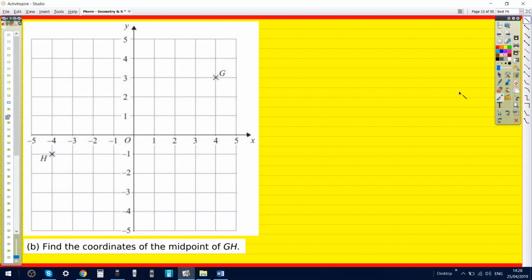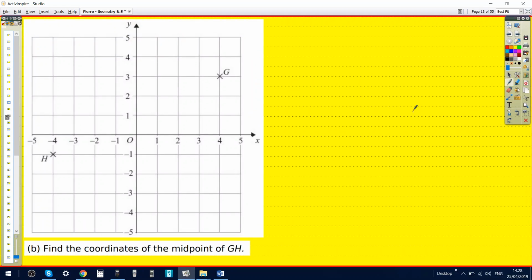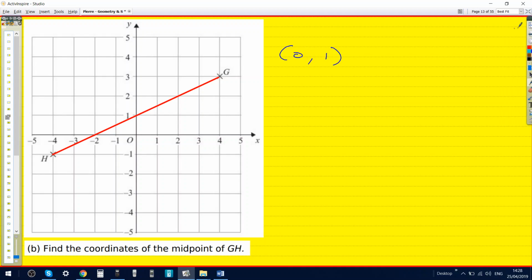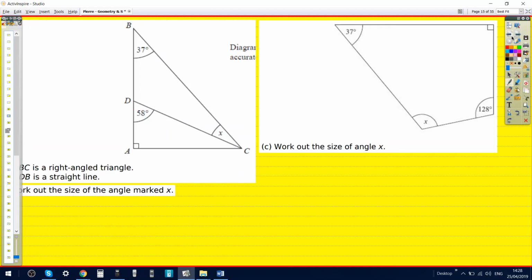Okay, how do we do this? Find the coordinates of the midpoint of G to H. So the midpoint looks like it's 0, minus 1. No, sorry, 0, 1. Oh, that's 4. Yeah. That's minus 4. 0, 1 is correct. Yeah. Fine. So that's geometry done.